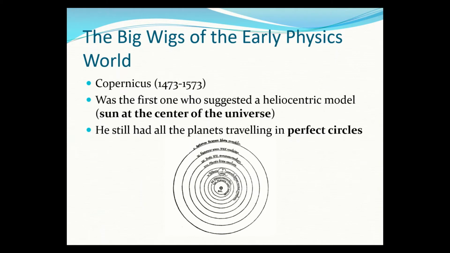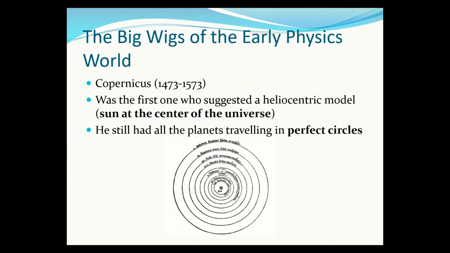At this time, the Catholic Church was in power, and if you came up with these ideas that went against their preconceived ideas, you would get in trouble for that. You'd get imprisoned, you'd get your books burned, things like that. So Copernicus didn't want to ruffle too many feathers, so he just made his heliocentric universe.